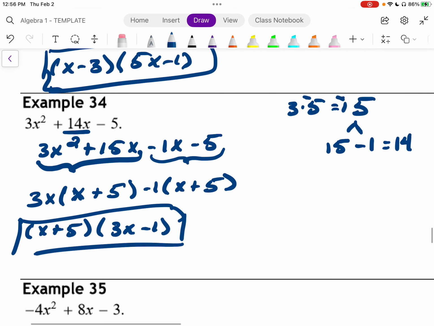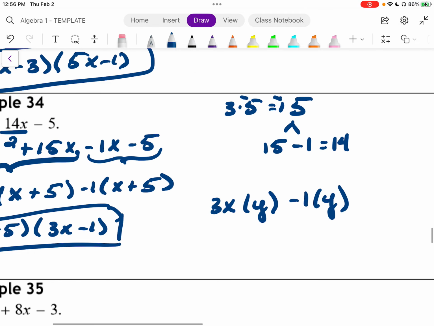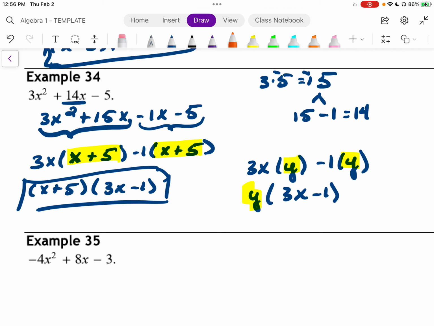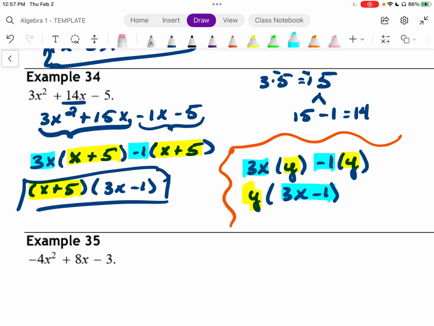Now, just to show what's happening here, this 3x, what if this was 3x times y minus 1 times y? I think that's a little bit more obvious if we think about that. And the y can come out front. This is y and then 3x minus 1, right? That's the process that's occurring here. Sometimes I think that's hard to visualize and see what's happening. But we're just pulling something out, right? The y is representing the x plus 5 there. It's being pulled out front, and then our leftover pieces here are the 3x and the minus 1. Okay, that's the process that's occurring.